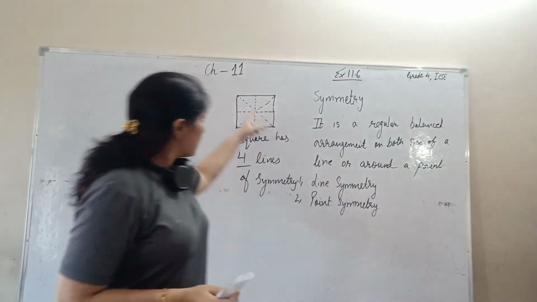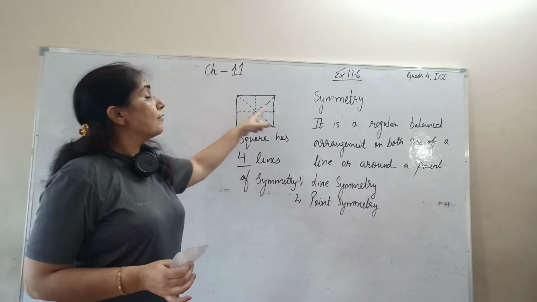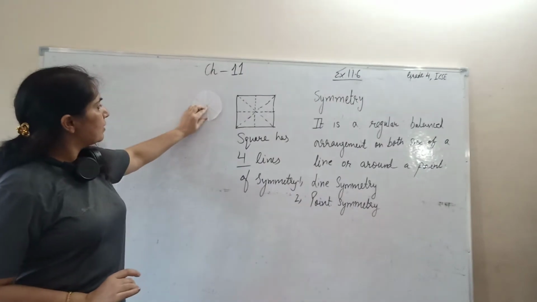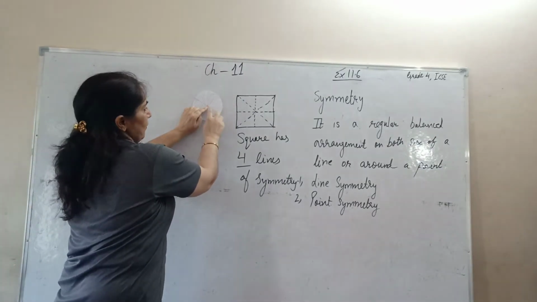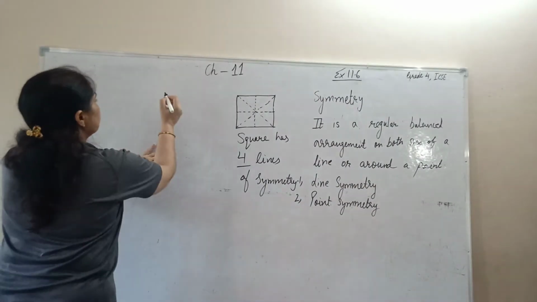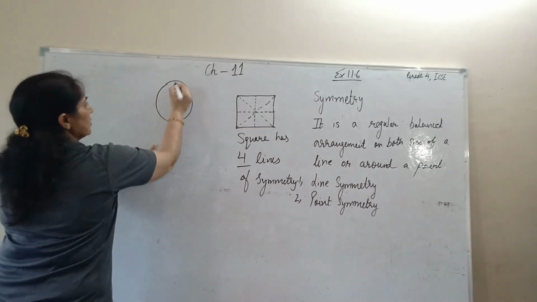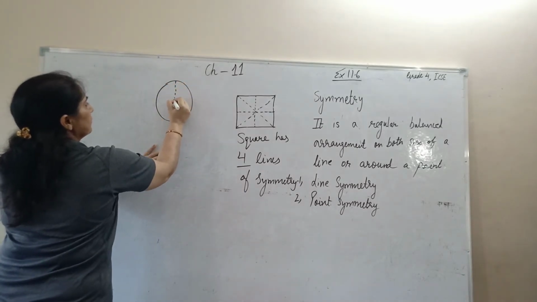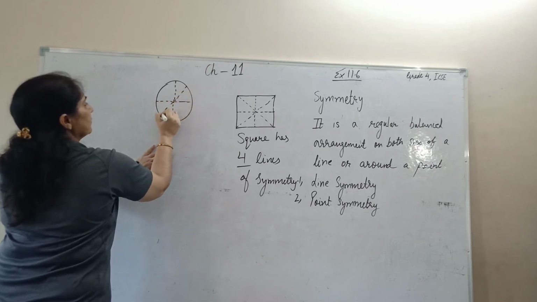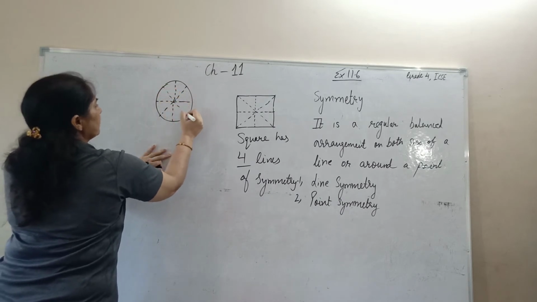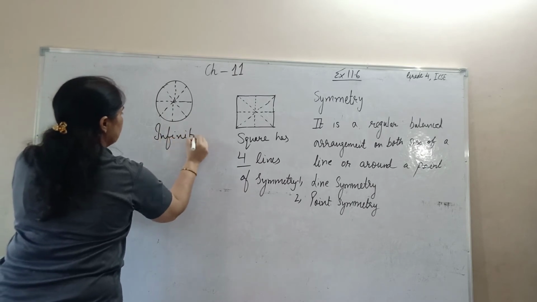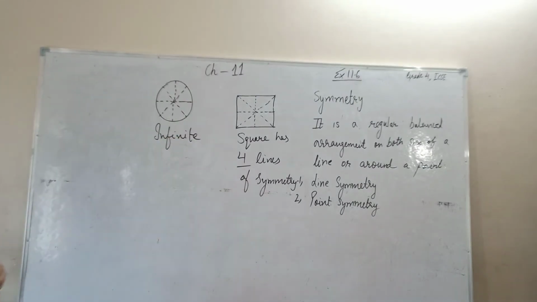Line symmetry means the lines dividing the figure in equal parts. Point symmetry means a point from where all other parts of the figure are at same distance. So we can say in a circle there are infinite lines of symmetry. In any way it can be folded. Infinite lines of symmetry.